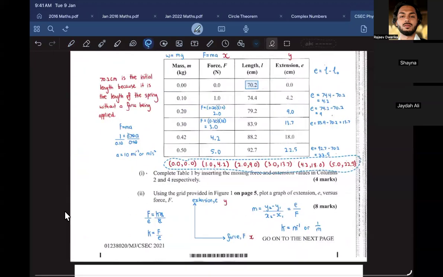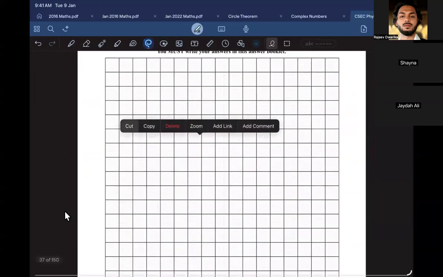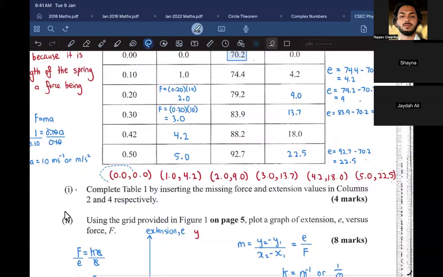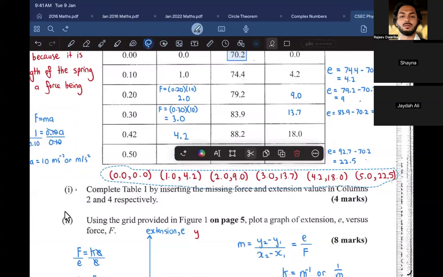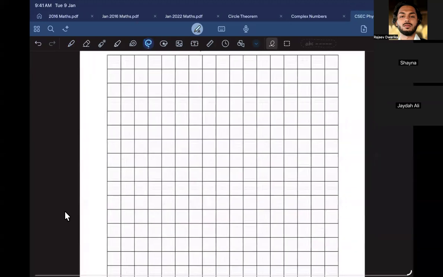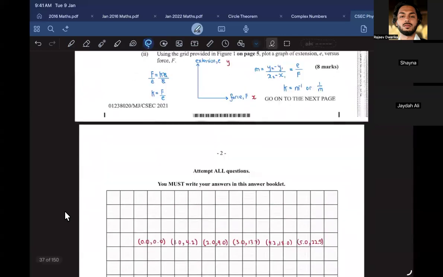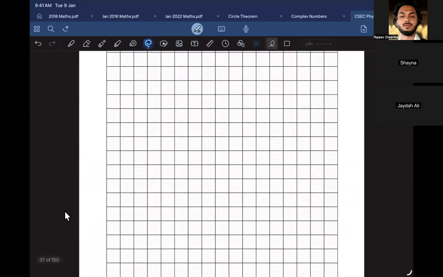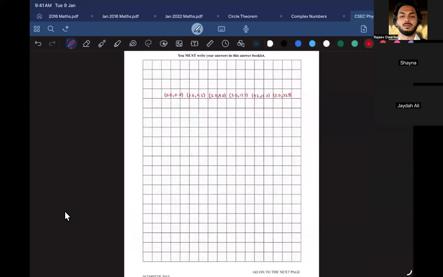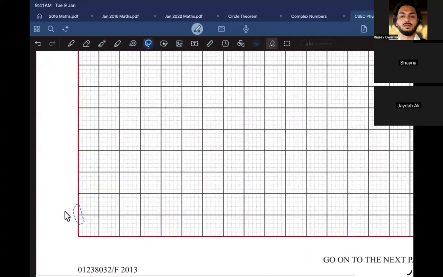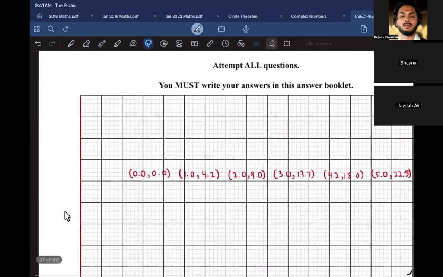All right, so let me do the question. Since you don't have graph paper, you will do it with me on the board. They said to plot a graph of extension E versus force. Now in physics, you have to be very particular with your axes. So let me show you what I mean by that. If you want to get the full 8 marks, you need to label your axes.